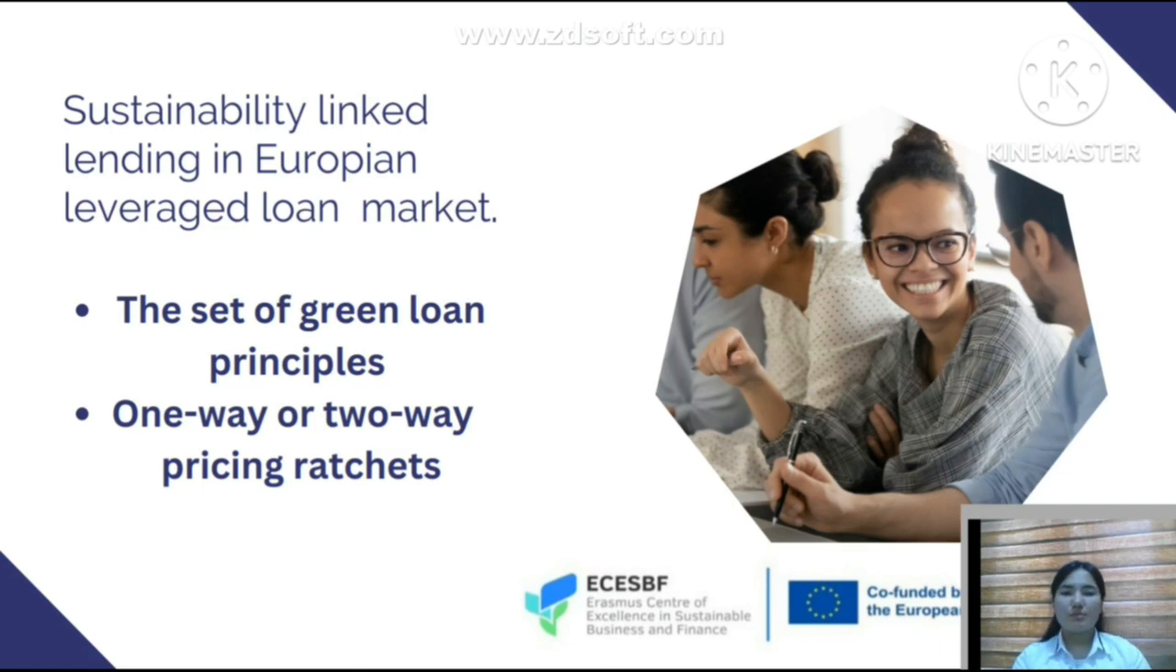Since the underlying objective is to incentivize the borrowers to improve ESG performance, perhaps it's not a surprise that a lot of sustainability linked.